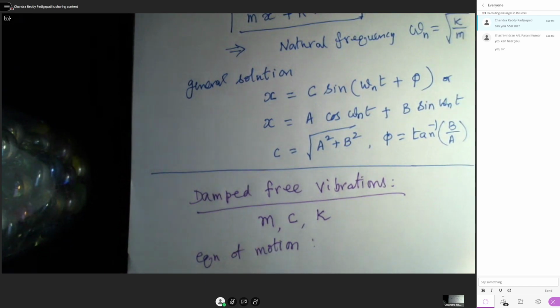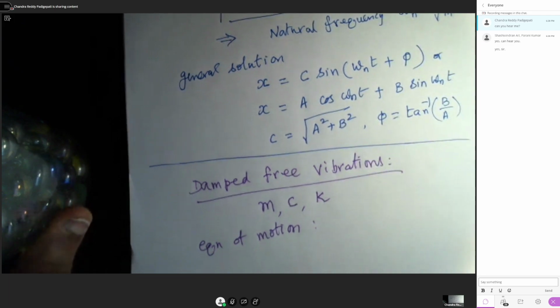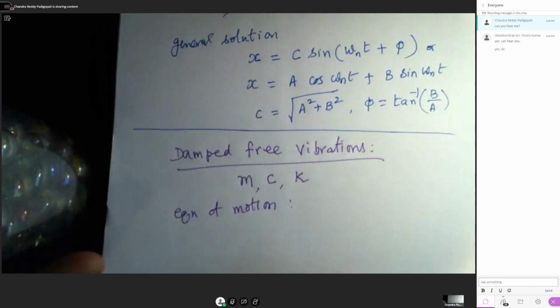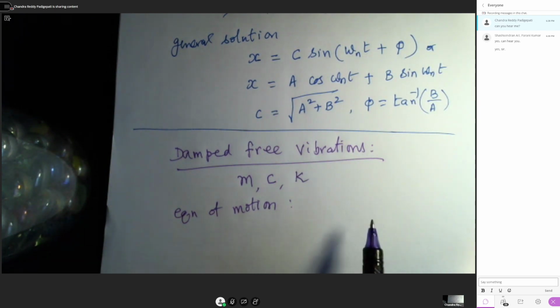This equation of motion we can derive using Newton's law by drawing the free body diagram, or we can also use the energy method. We write the expression for the total energy, take its time derivative and equate it to 0. Once you simplify that, we'll get the equation of motion.